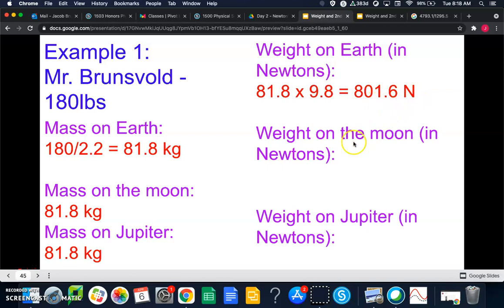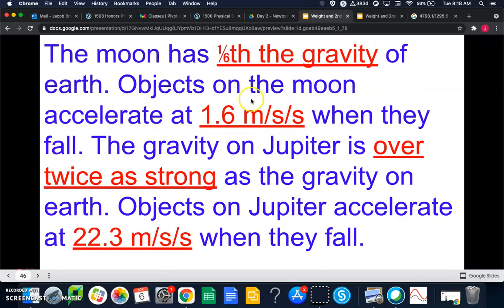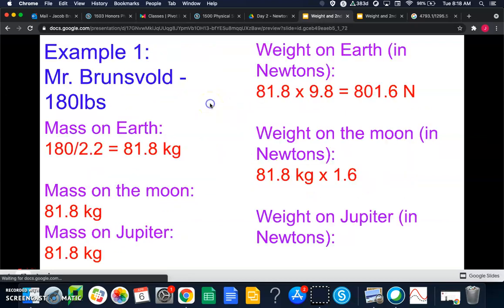801.6 newtons. Okay, now let's do the same thing for the moon. So we're going to start off with my mass, which is 81.8. And then the acceleration due to gravity on the moon isn't 9.8, it's 1.6. So if you're confused about this, just scroll up to your notes and you'll have it written up there. So on the moon, it's 1.6. 81.8 times 1.6 equals 130.9 newtons.